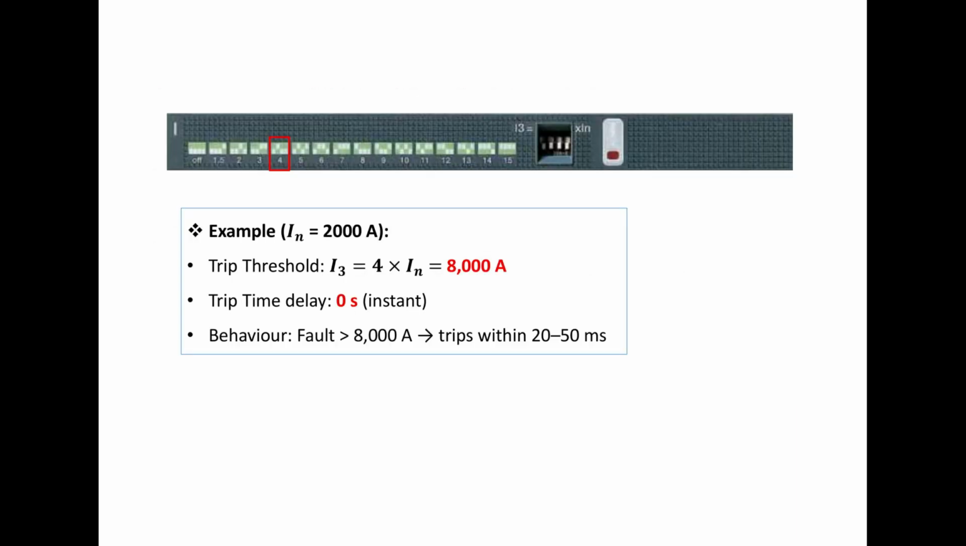Let's look at an example with an In of 2000 ampere. A trip threshold of I3 equal to 4 times of In, that is 8000 ampere, will result in a trip within 20 to 50 milliseconds for any fault current above that value.